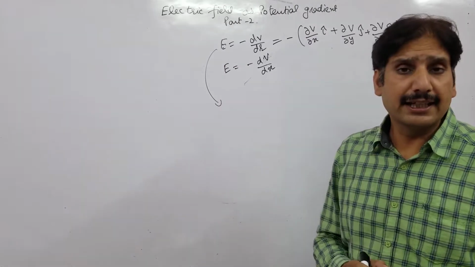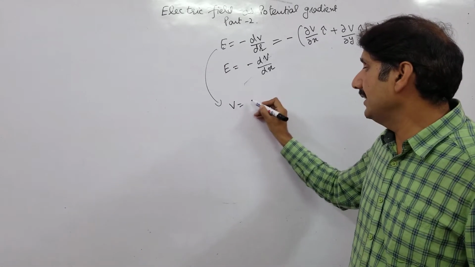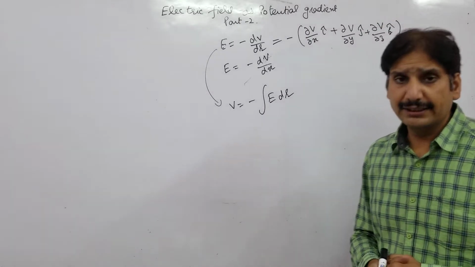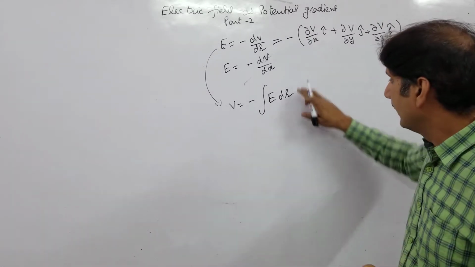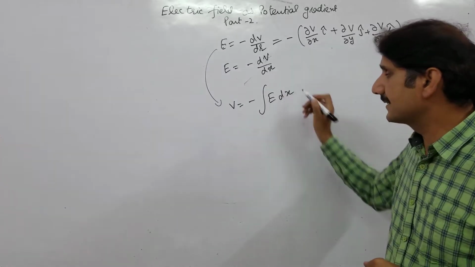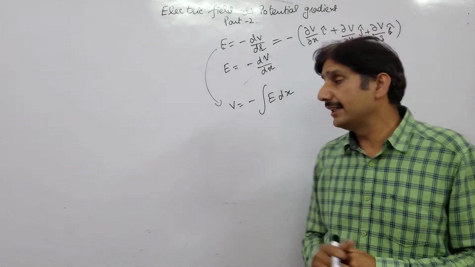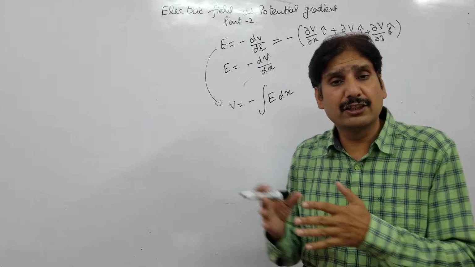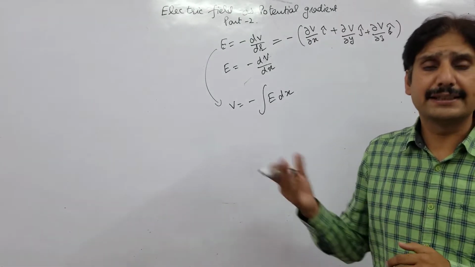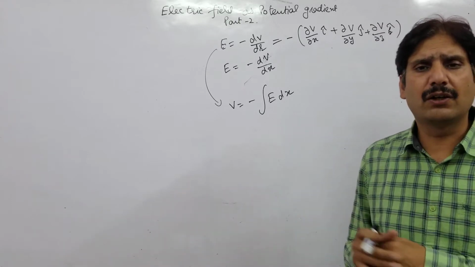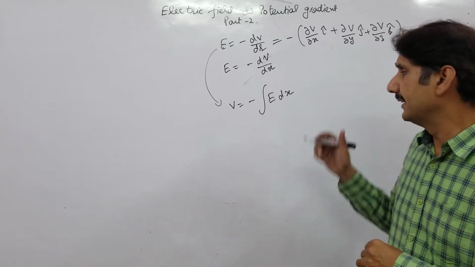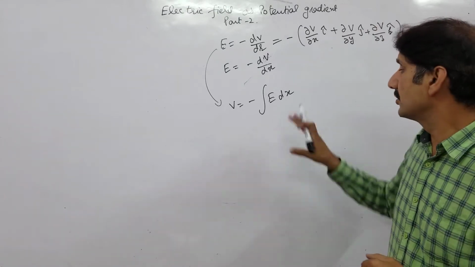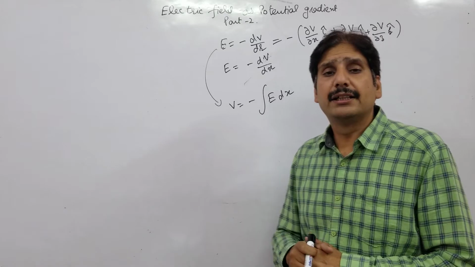And the same thing can also be written in another way as v is equal to minus E dr. Again, I'm taking a simpler case. I can change it as E dx. I'm assuming the field is acting along only one axis, that is x-axis, or it may be acting only along y-axis or only along z-axis. In that case, you don't have to take multiple cases. So this is the simplest case.